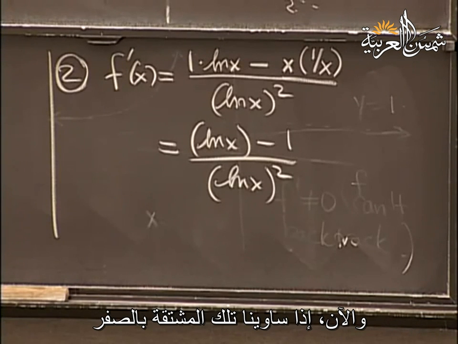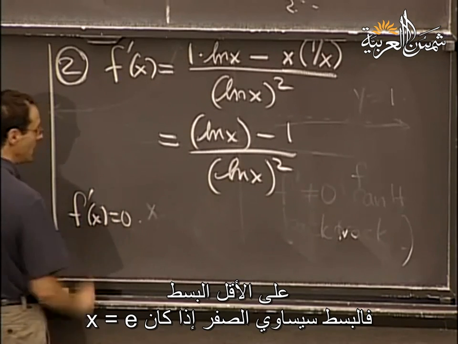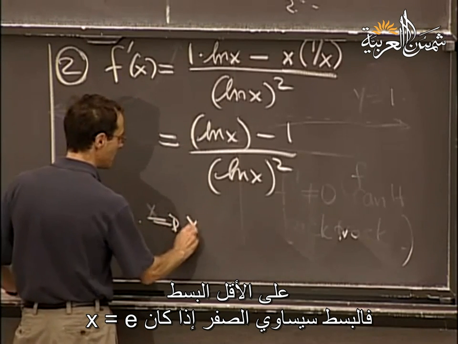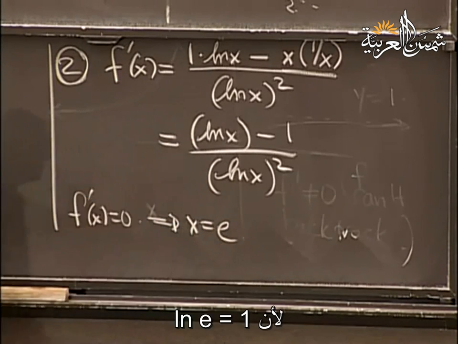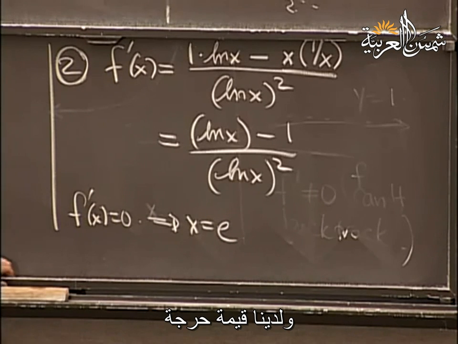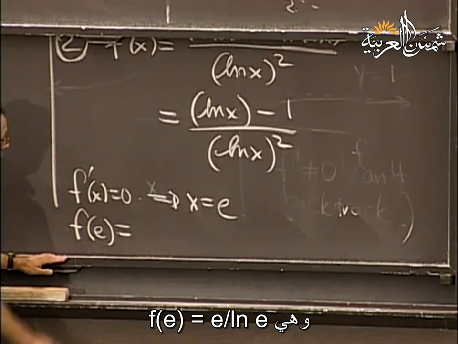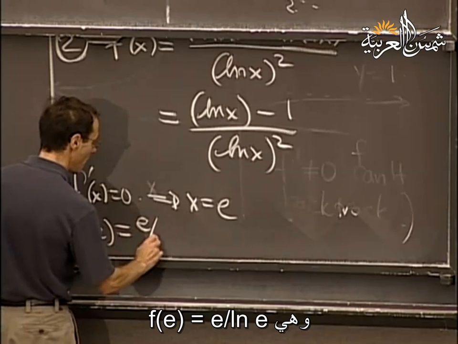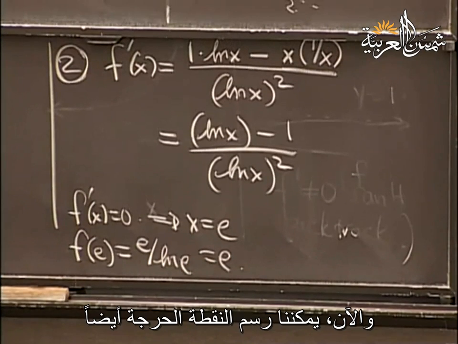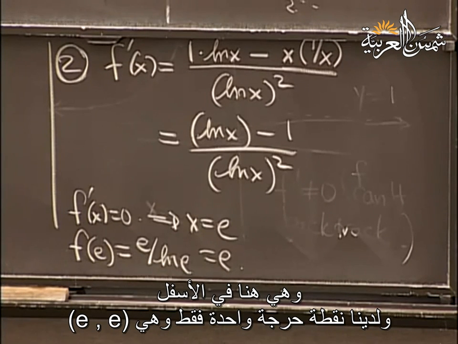Now, if I set this equal to 0, at least the numerator is 0 when x is equal to e. The log of e is 1. Okay, so here's our critical point. And we have a critical value, which is f of e. That's going to be e divided by log e, which is e again, because log e is 1. So now I can also plot the critical point, which is down here. And there's only one of them, and it's at (e, e).